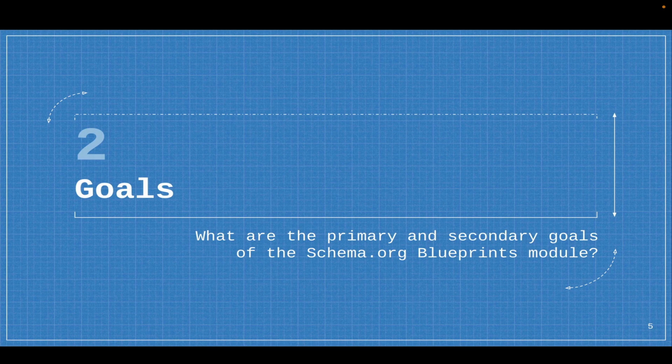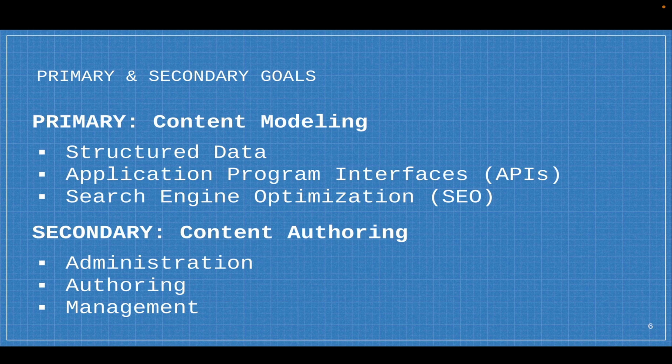So I just want to recap the goals of the Schema.org Blueprints module. The primary goal is content modeling. It's about getting structured data from Schema.org, which helps generate really clean APIs, and then generates its own JSON-LD for search engine optimization. A secondary goal, which is just evolving in the Drupal community, is creating the best administrative, authoring, and management experience in a CMS.